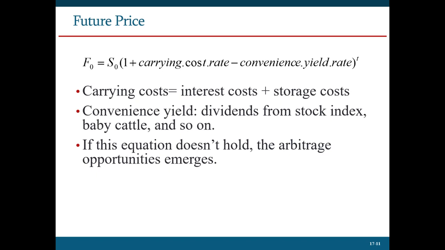It's a function of the current asset price, but it incorporates 2 other variables. One is actually 3. The first one is carrying cost. The other one is convenience yield. The equation shows you that the futures price equals the current price times 1 plus the carrying cost rate minus the convenience yield rate, raised to the power of t.